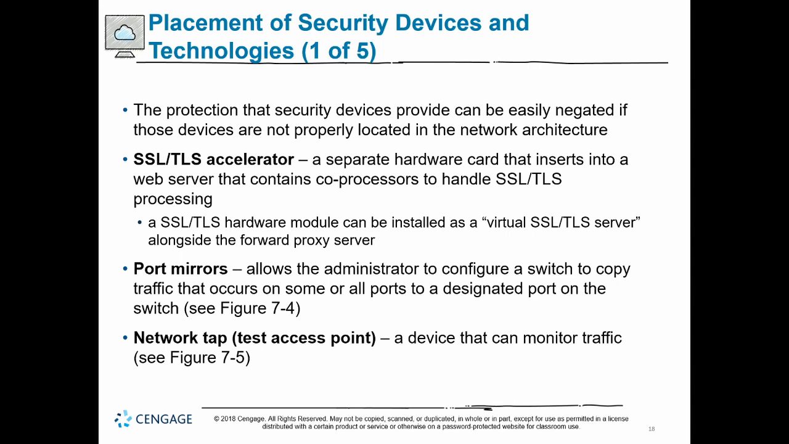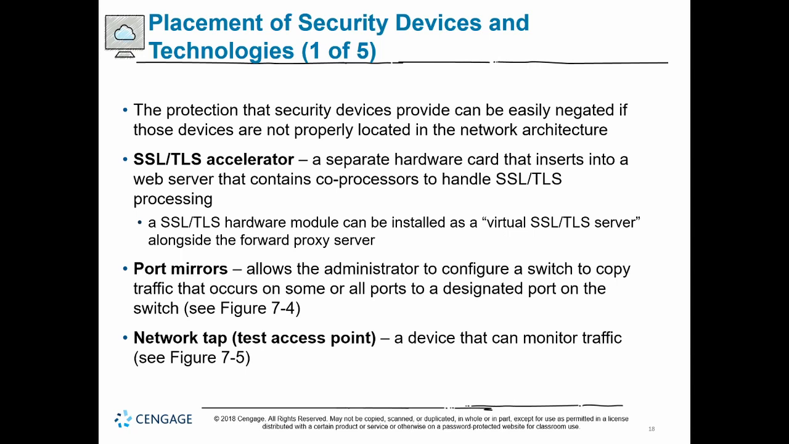So port mirroring allows the administrator to configure a switch to copy traffic that occurs on some or all ports to a designated port on the switch. Essentially what that means is you have a port, and anything going through it is also mimicked to that specific port that you mirrored. A network tap is a test access point, a device that can monitor traffic.